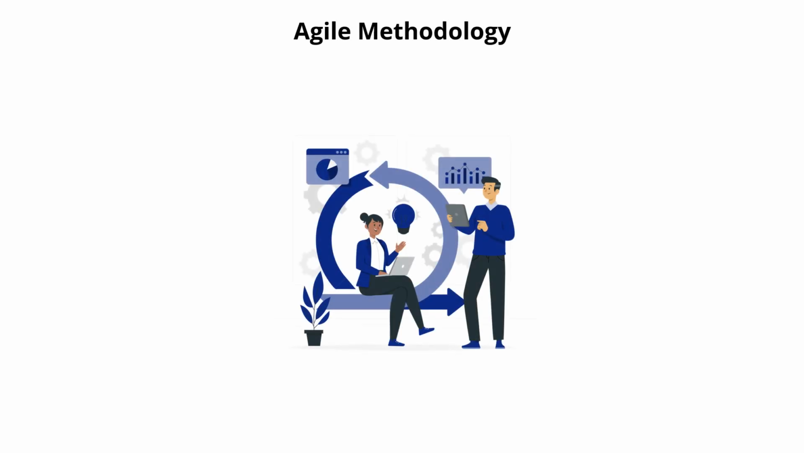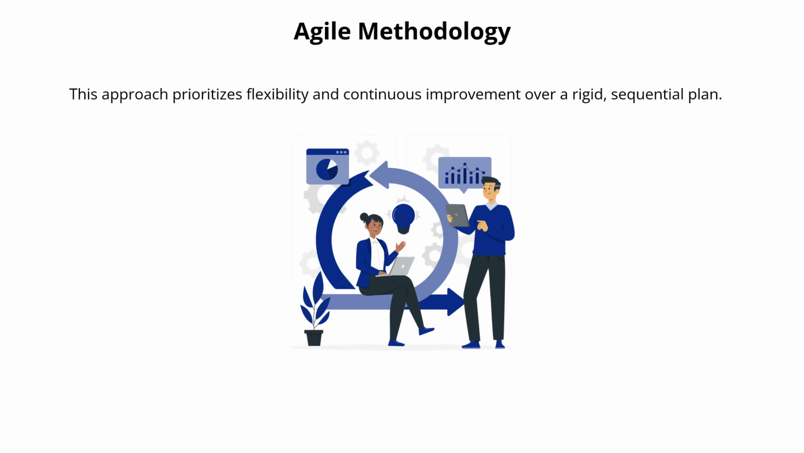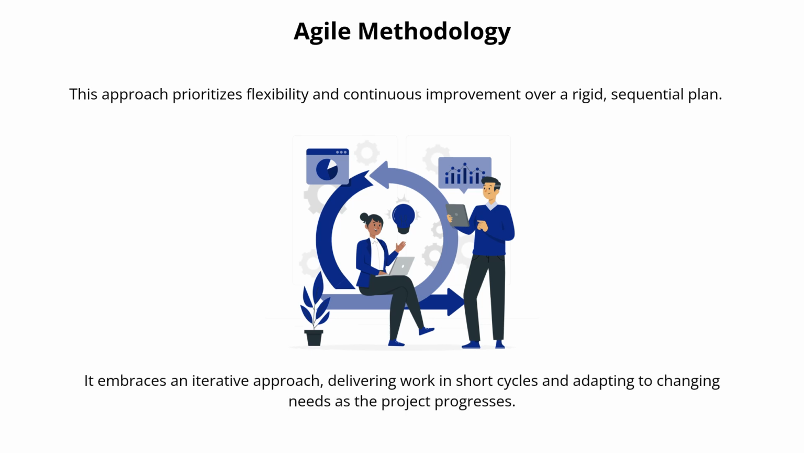Agile methodology is a project management approach that prioritizes flexibility and continuous improvement over a rigid, sequential plan. Unlike waterfall, which follows a linear path, Agile embraces an iterative approach, delivering work in short cycles and adapting to changing needs as the project progresses.